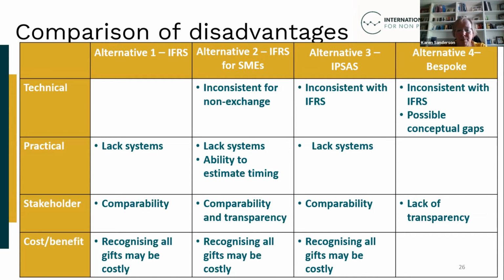And finally, from a cost benefit perspective, alternatives 1, 2 and 3 could be more expensive to implement because they don't provide any exceptions for gifts in kind. And alternatives 1 and 2 are potentially even more expensive to implement because they don't provide any exemptions for services in kind either. So those hopefully provide a little bit of additional information about those alternatives.